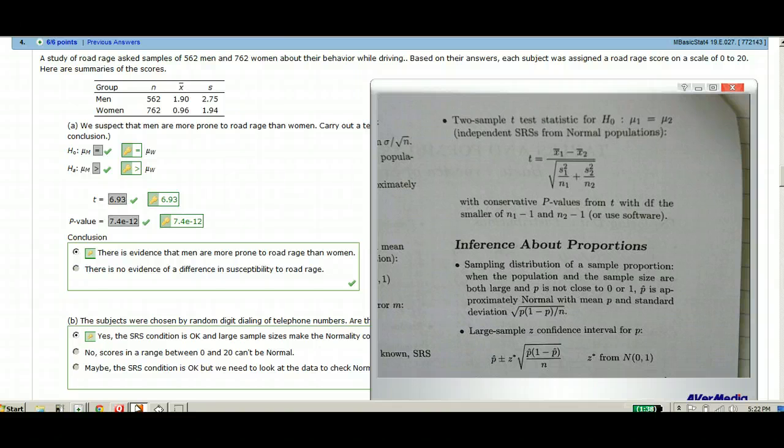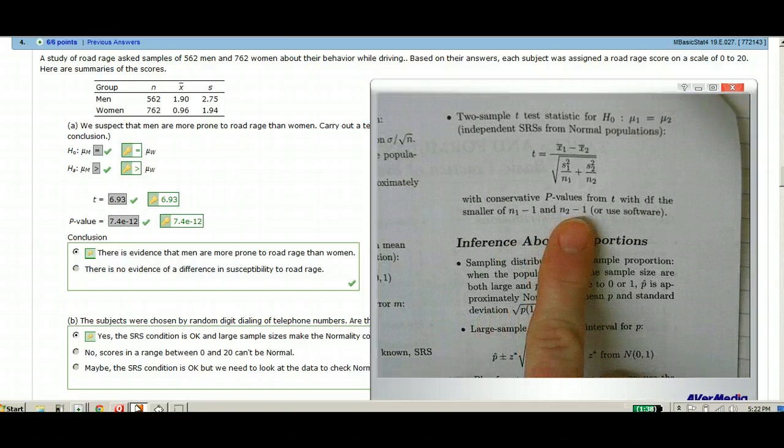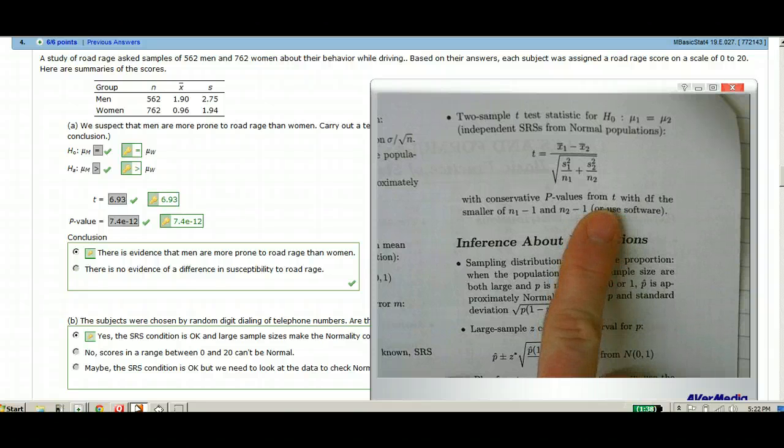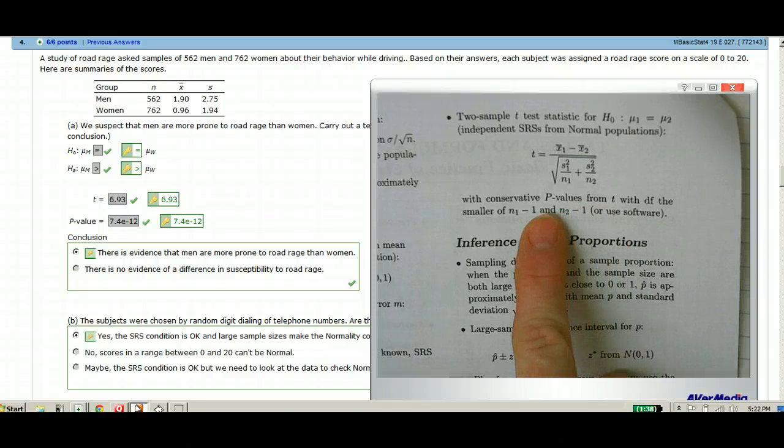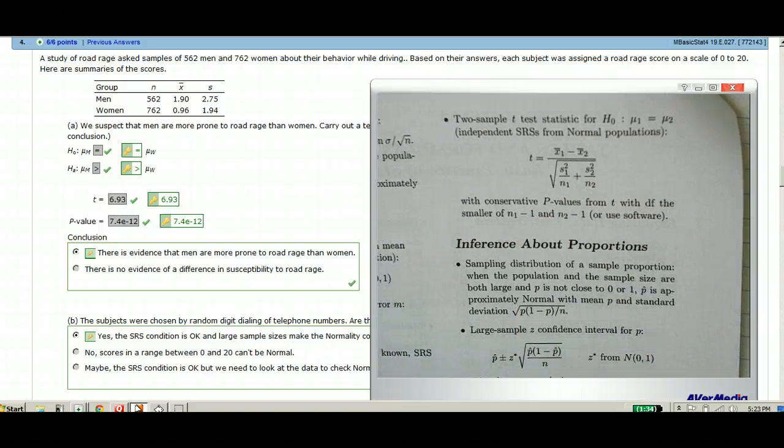And when it says with conservative p-values, we're going to be using a table. Your PowerPoint showed you a lot more complex formula for degrees of freedom. We just take a simple one that's a little bit more conservative, meaning it makes it just a little bit harder to reject. So if we do reject, we know that there's definitely a difference.